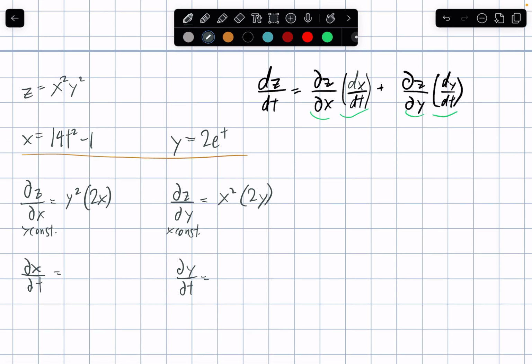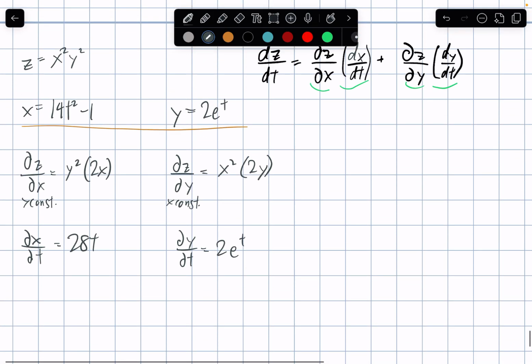Partial x over partial t is 28t, the derivative of this. And for this one, remember, d over dx of e raised to x is equal to e raised to x times derivative of x, which is just 1. Same concept actually. You set aside the constant and you apply this. What you get is the same thing.